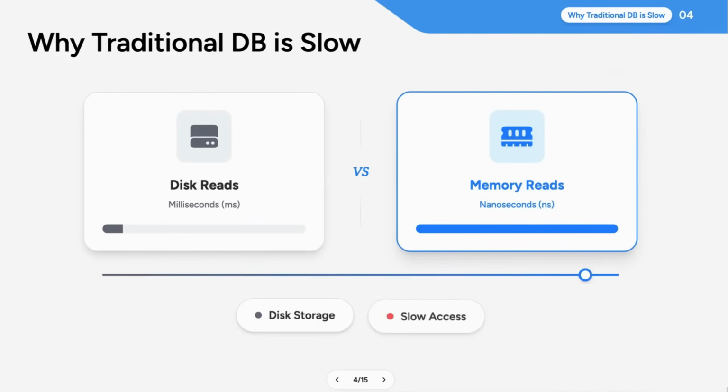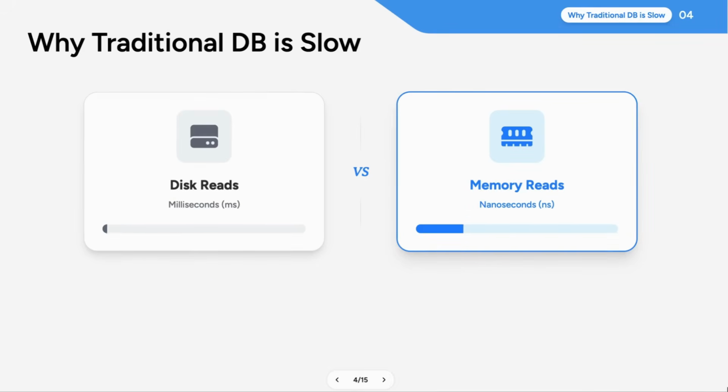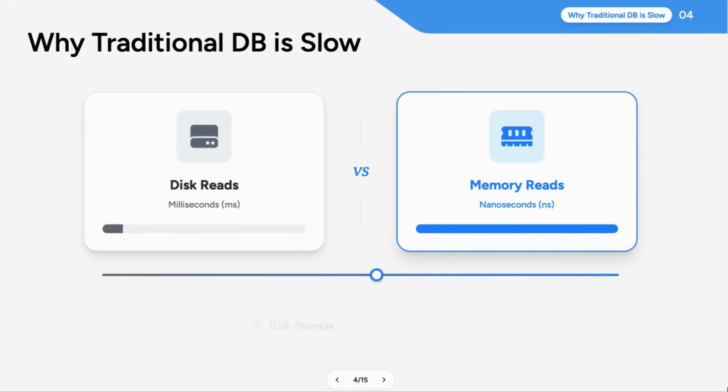Now, why is a traditional DB so slow? Traditional DBs like MySQL or PostgreSQL store data on a disk. And we know that disk access is always slower. Even the SSDs that we use in our laptops are slower compared to RAM. So, if frequently accessed data can be kept in memory instead of disk, your system will automatically become faster. So that idea created Redis.